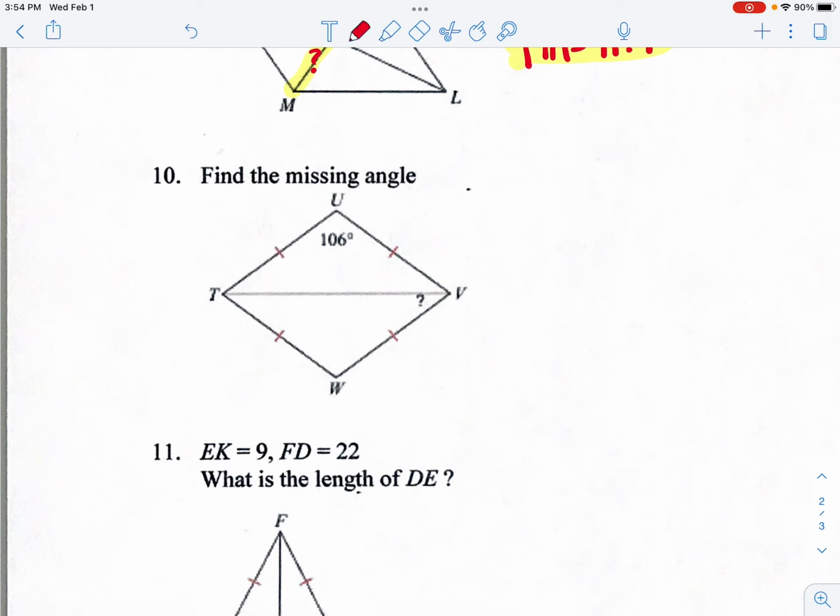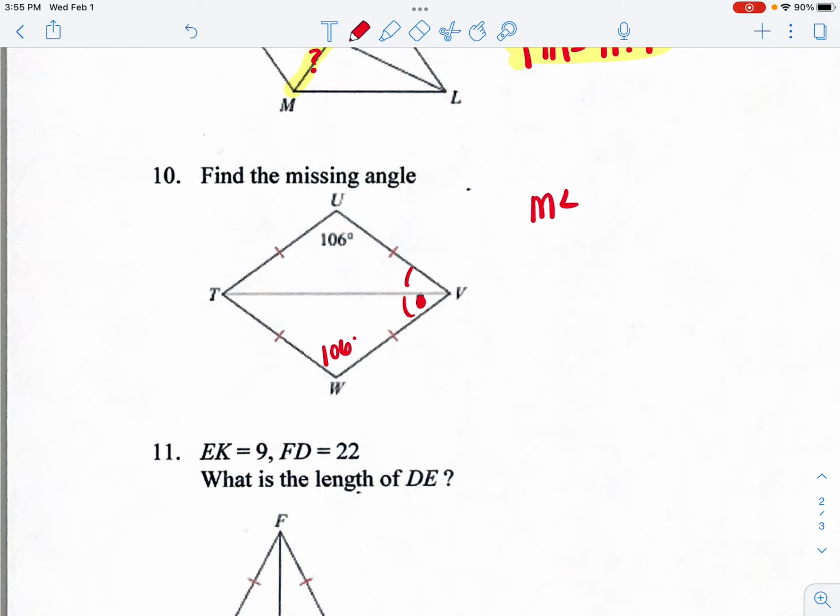All right, number 10, they do not have to tell me number 10 is a rhombus because I can see that it's marked as a rhombus. All four sides are equal. And they don't need to tell me that W, they're not asking for W. But I know it's 106 because I know the two that are across from each other are equal. And since this is a rhombus, I know this is being cut in half, right? So really what I'm looking for is how big is one of these angles right here.